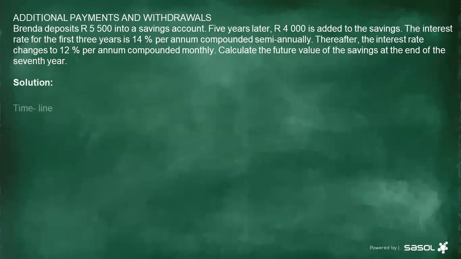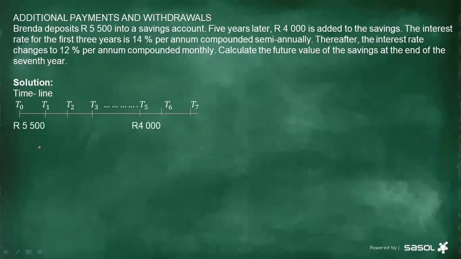Let's see how we do the timeline. It is very important. How many years? 7 years, from T0 to T7. And then what was the initial amount? It was 5,500. And 5 years later, 4,000 was added, was deposited, right? And also you have different interest rates, which are 14% and 12%.